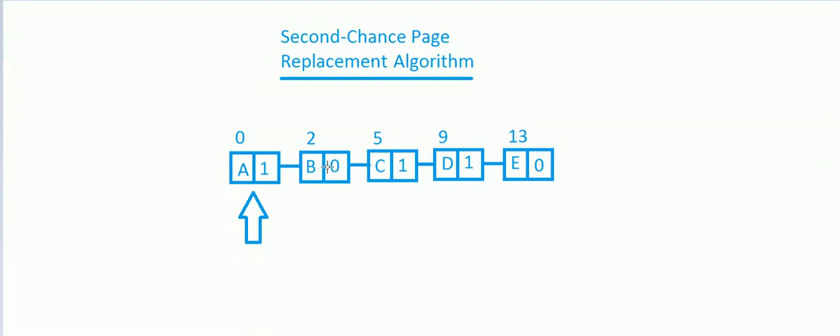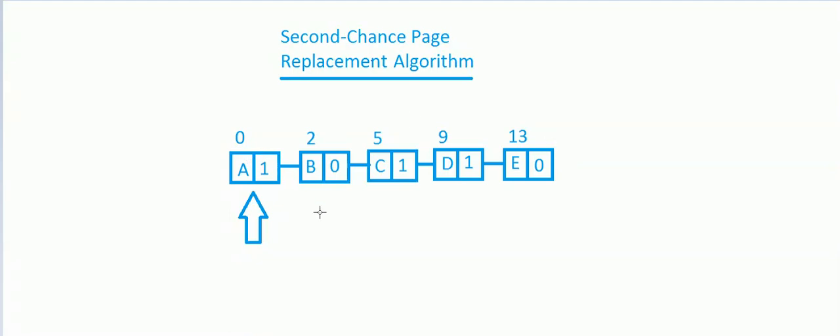If the R bit is 0, we directly remove that page and insert the page that we want to add. If the reference bit is 1, then we make the reference bit of that page 0 and add that page at the end of the linked list.